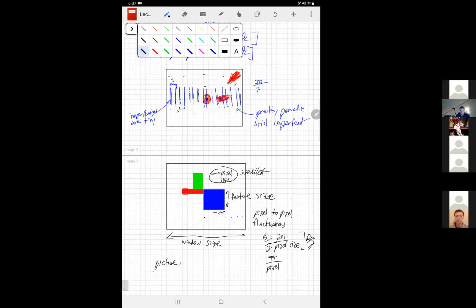Your picture, your objects, everything shows up at 2 pi over your feature size, give or take. And of course, it won't just be 2 pi over that. It'll be stuff that's a little bit smaller than that, a little bit bigger than that, but it's going to be around 2 pi over your feature size.